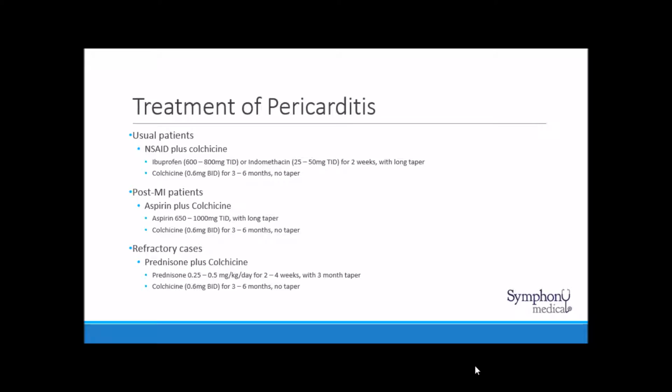You can adjust it depending on how people are doing. And colchicine, for 3 to 6 months, no taper. You can just stop the colchicine. If you taper the NSAIDs too quickly, or you don't taper them at all, a lot of this will recur.